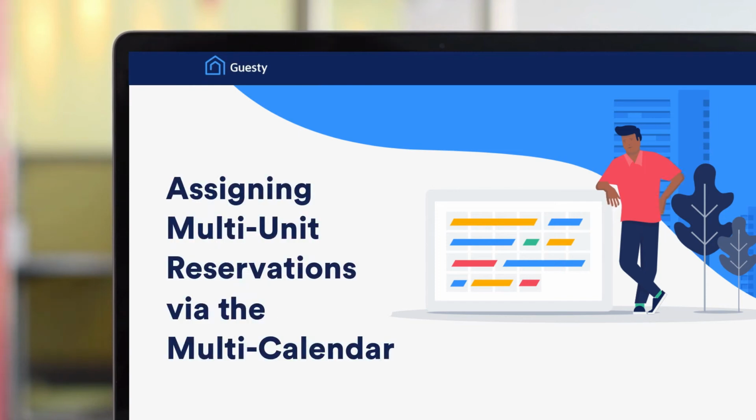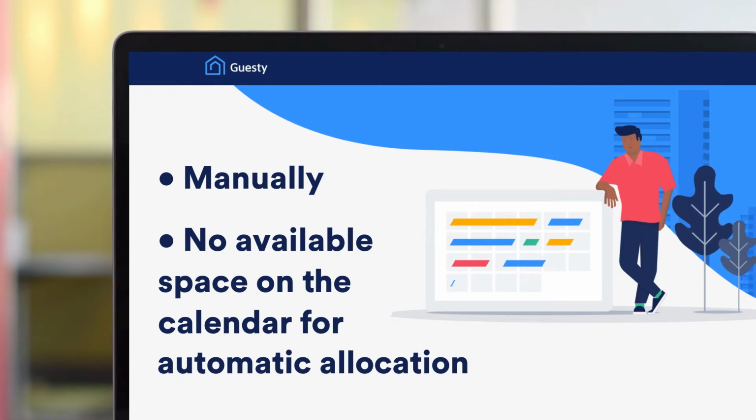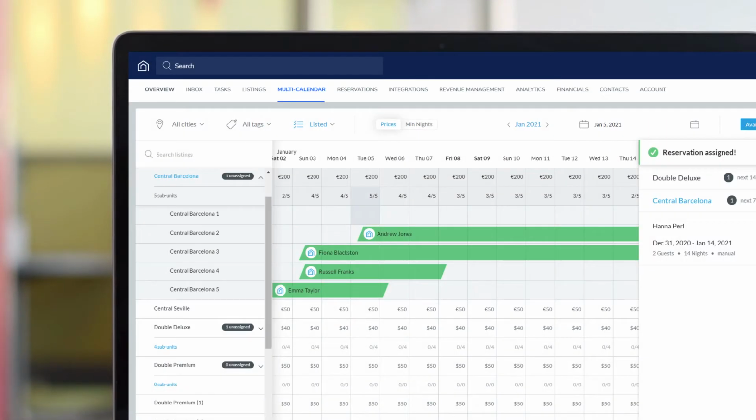You can boost your team's productivity by managing unassigned reservations straight from the multi-calendar. If you assign your multi-unit reservations manually, or if there is no available space on the calendar for Guesty to automatically allocate them, you can assign them to the relevant subunits via the multi-calendar. Let's see how it's done.